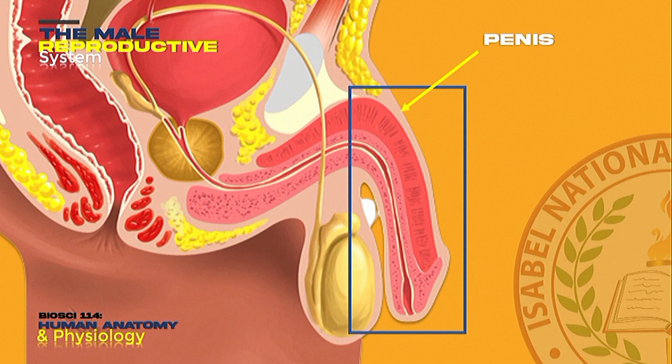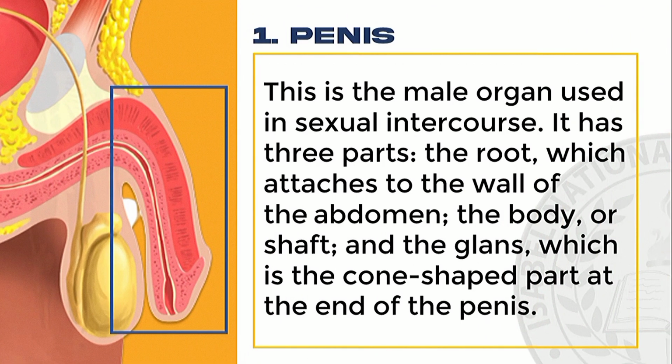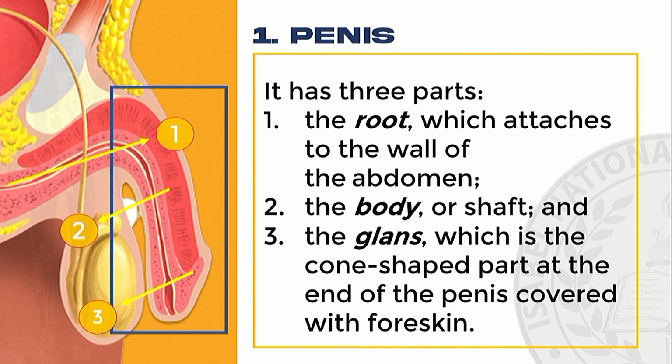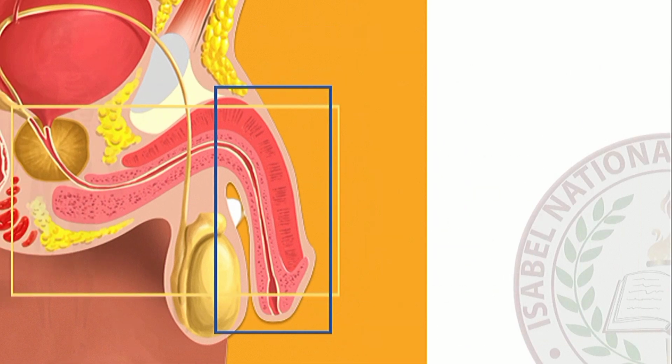First is the penis. Kindly read. Thank you. This is the male organ used in sexual intercourse. It has three parts: the root, which attaches to the wall of the abdomen, the body or shaft, and the glans, which is the cone-shaped part at the end of the penis. The opening of the urethra, the tube that transports semen and urine, is at the tip of the penis. The glands of the penis also contain several sensitive nerve endings.